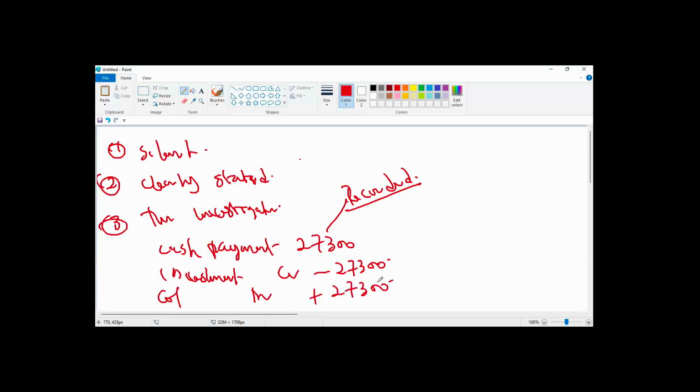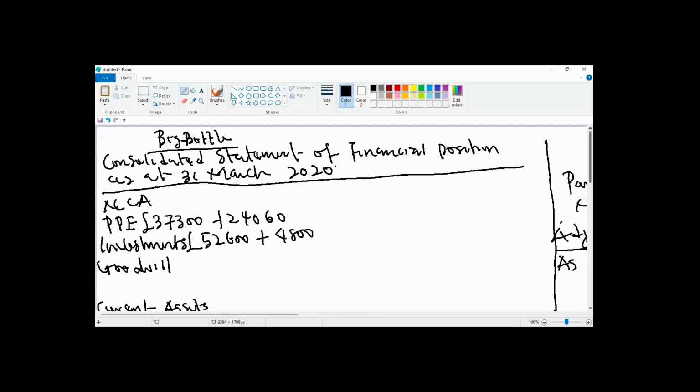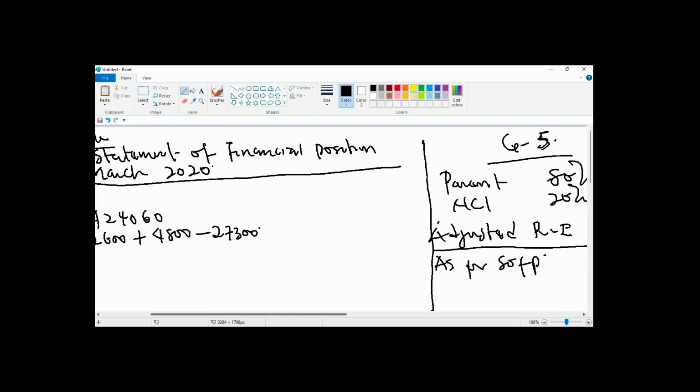This is the accounting entry. When the question clearly says it has been recorded, or your investigation shows it has been recorded, or when the question is silent, I'll go to the question. The cost of investment has been recorded. I will remove the money from the investment of the parent. These investments, we say minus 27,300. I will take it to cost of investment for my goodwill calculation because it said it has been recorded.